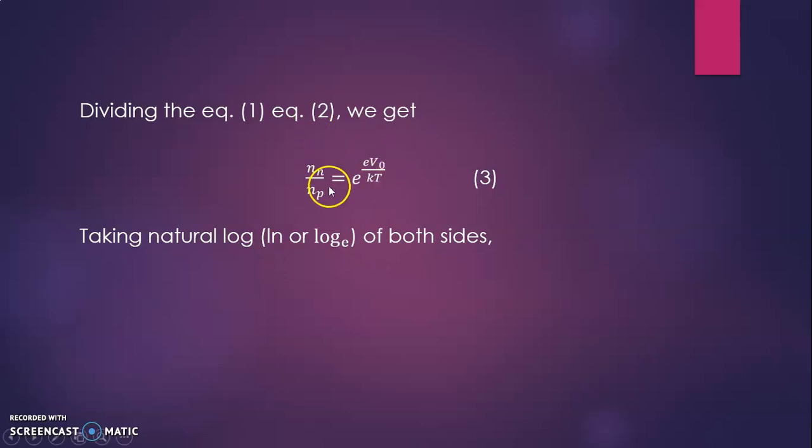So when we are taking the natural log of this term, only the exponential term will remain, and on this side we have to take the natural log of n suffix n upon n suffix p. So it gives ln of n suffix n upon n suffix p is equal to eV naught upon kT. Now in this equation, just see this eV naught upon kT, this exponential part, only its magnitude remains.